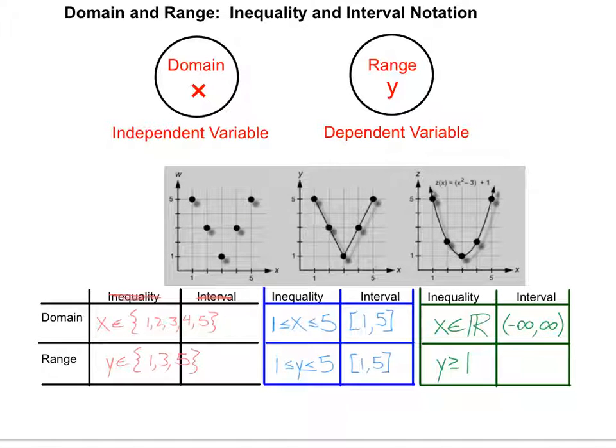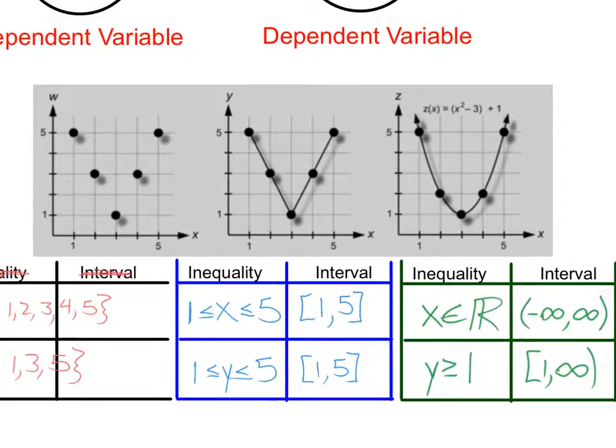And as an interval, someone tell me how I could write that as an interval. Ryan? Close bracket 1, infinity, positive infinity, open parentheses. Okay, good. So that's how we would write that. A bracket with a 1, comma, infinity, and then the parenthesis.